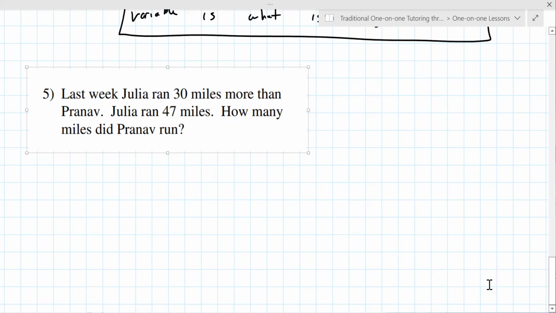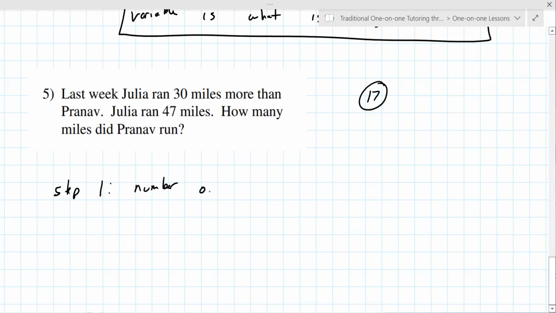Last week, Julia ran 30 miles more than Pranav. Julia ran 47 miles. How many miles did Pranav run? So you know the answer, and it's okay to write the answer somewhere, and the answer is usually the variable that you're solving for. So for step 1, you can somehow indicate that it's the number of miles that Pranav ran.